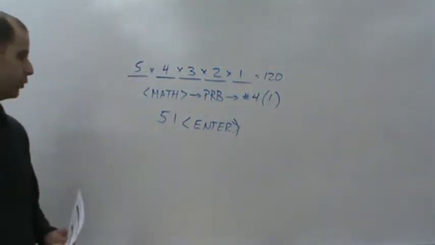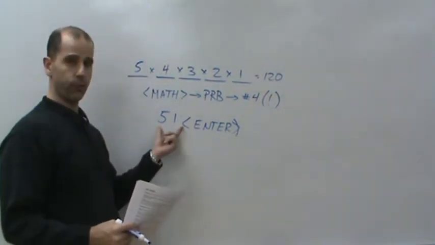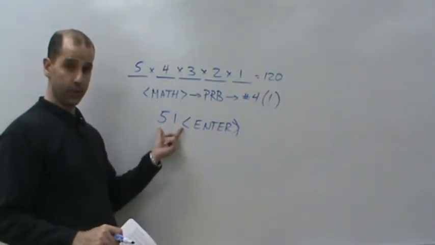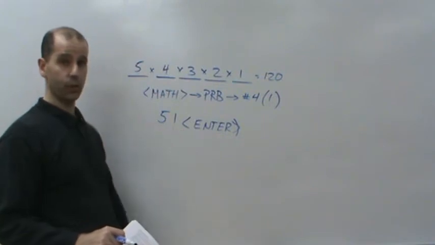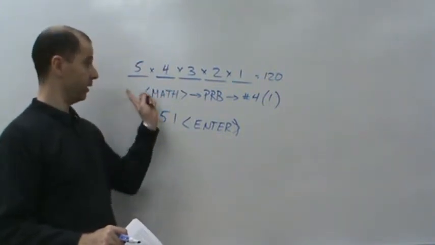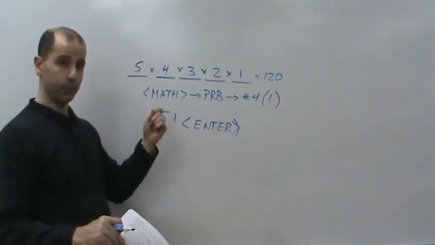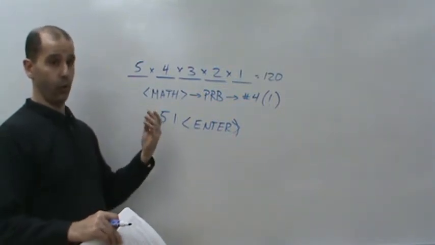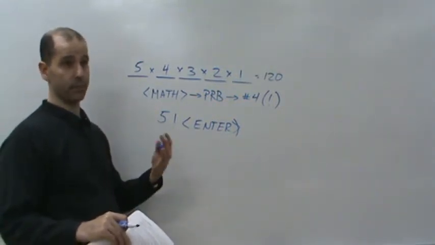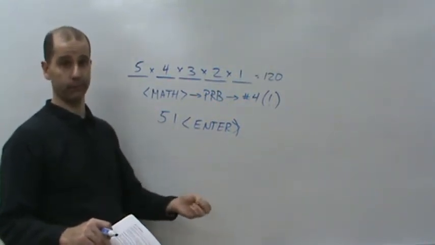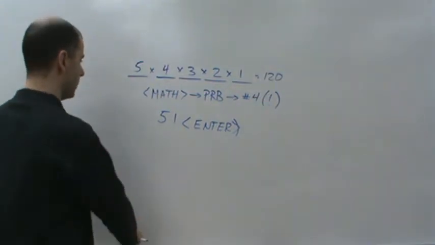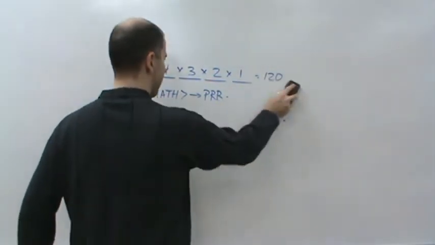Okay? So the factorial function or operation gives you a much easier way of calculating instead of just typing in 5 times 4 times 3 times 2, or 10 times 9 times 8 times 7, and so on, right? So much easier. So that's the factorial.